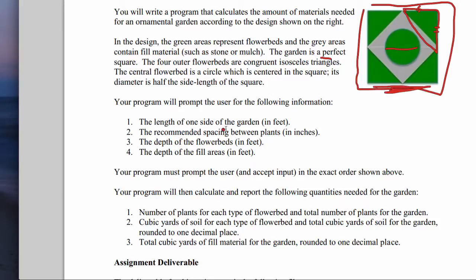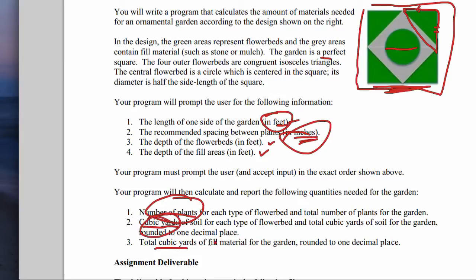Then we input some things: the length of the side of the garden in feet, spacing between plants in inches. Notice we got some things in feet and some things in inches. Depth of the flower beds in feet, depth of the fill area in feet, the fill area being the gray. And we're all done. We will have how many plants, the cubic yards, another unit of measure of soil, and cubic yards of fill. So we've got feet, we've got inches, we've got number of plants, we've got cubic yards, all sorts of stuff to keep straight here, but that's all arithmetic.